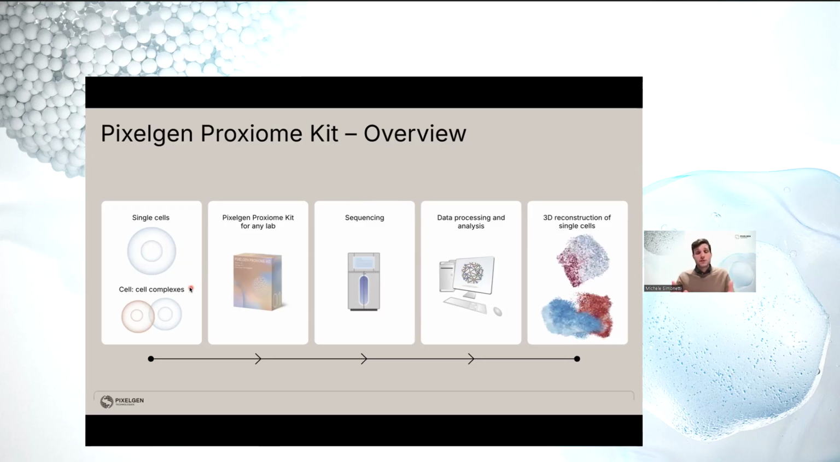These cells are first fixed, and then you apply the reagents included in the sample prep kit. During the process, you will generate a PCR product that will be fed into the sequencer, and afterwards into the Pixelator software for data processing and analysis. Finally, you will be able to reconstruct single cells in 3D, like this example where the cell is spinning and, in red, you can visualize the location of a protein of interest. You will also be able to identify interacting cells, like in this case, a B and a T cell.